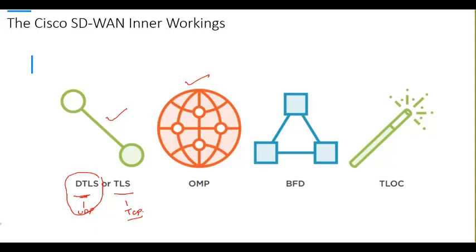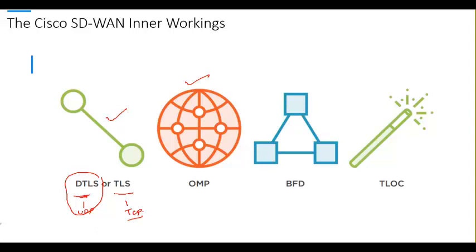So how about edge to vManage and vSmart? They're all TLS connections. Initially it might be DTLS, then it will become TLS.